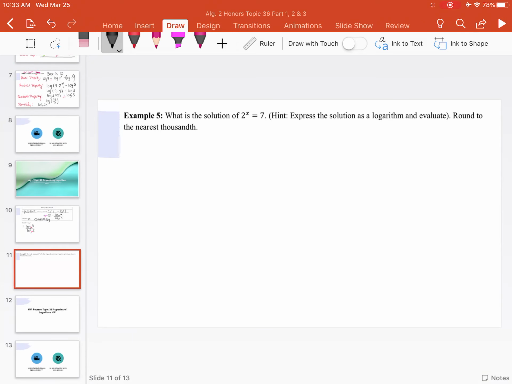Now, sometimes we're given something in exponential form and we want to identify what the solution of our exponent would be using logarithms and using the change of base formula. So here we want to identify what the solution of 2 to the x equals 7. So the first hint is to express the solution as a logarithm and evaluate. So if we have 2 to the x equals 7, then that means if we rewrite this in logarithmic form, that's the same thing as x equals log base 2 of 7.